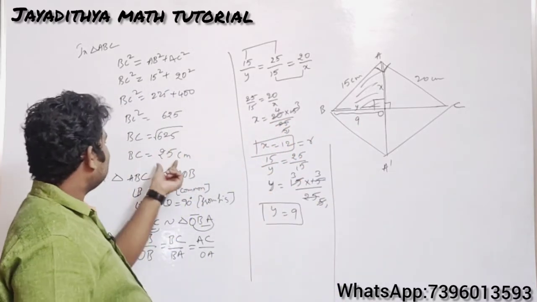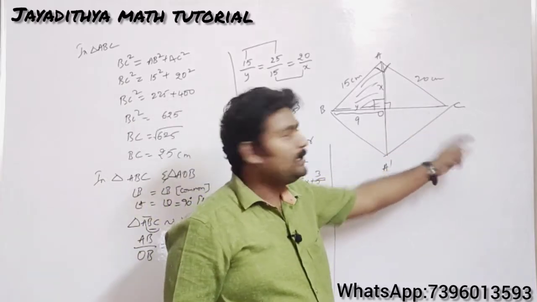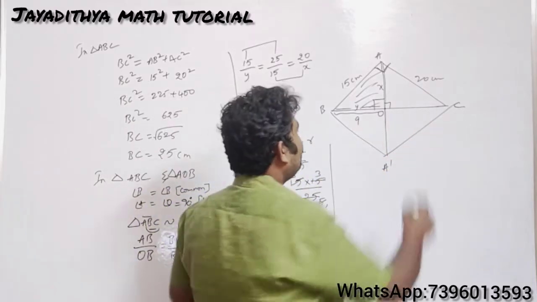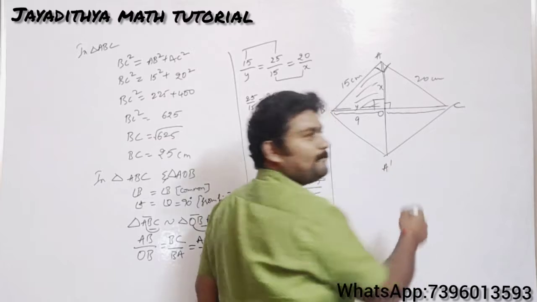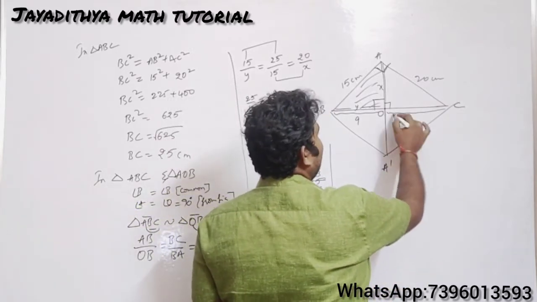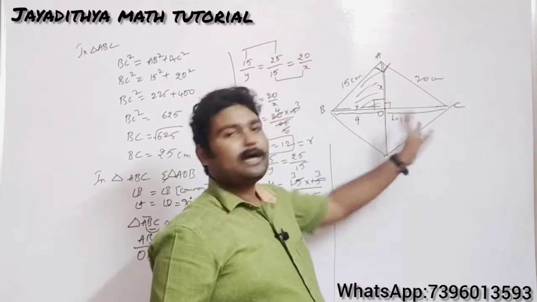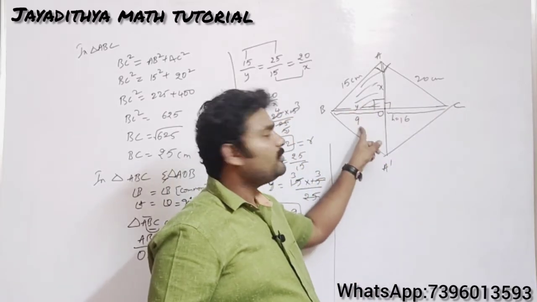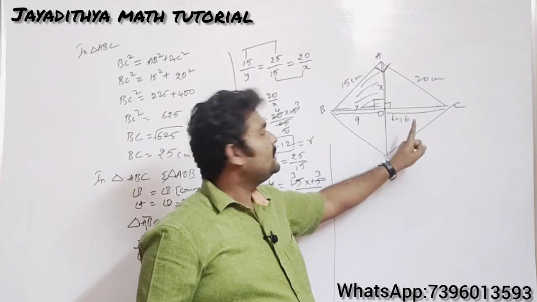Actually, what is the total height? That is 25. Actually BC is completely 25. Now you got this one as 9. So what happens here? This part will be 25 minus 9. 25 minus 9 is nothing but 16. So if you treat these two as two separate cones, the height of the first cone will be 9 centimeters and the height of the second cone will be 16 centimeters.